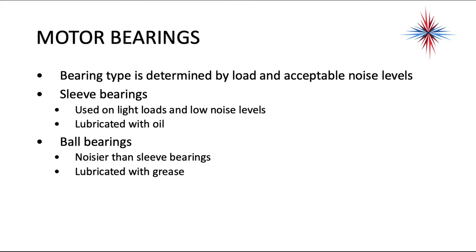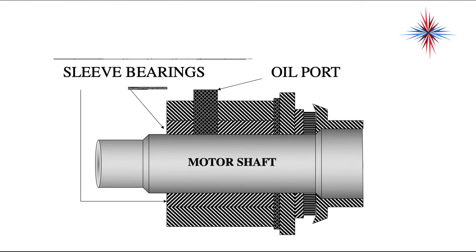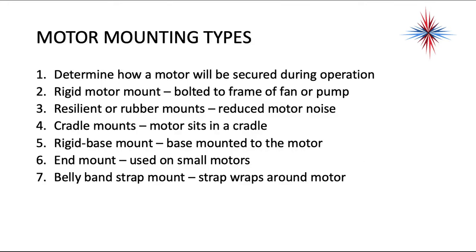Motor bearings, bearing type is determined by the load and acceptable noise levels. Sleeve bearings are used on light loads and have low noise levels. They're lubricated with oil. Ball bearings are noisier than sleeve bearings, and they're usually lubricated with grease. Okay, so again, sleeve bearings are sort of a sleeve that fits on top of the motor shaft, has an oil port on it. It's important that they be oiled properly because there are no ball bearings in these.